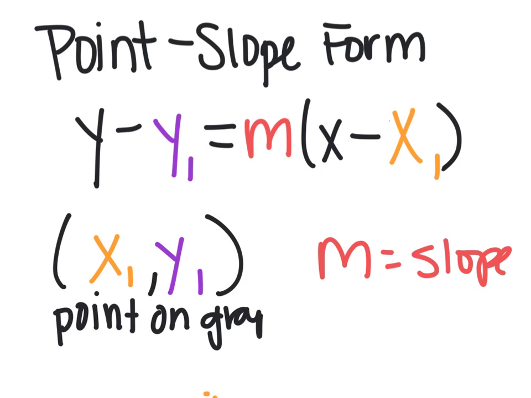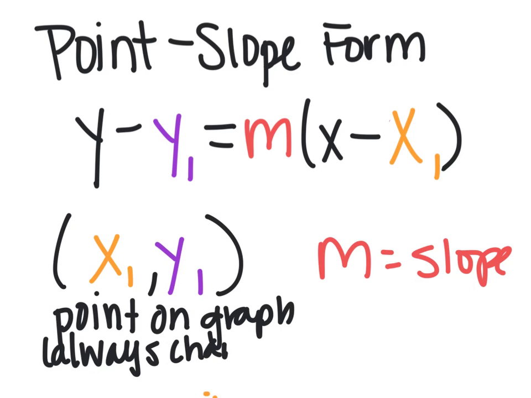And the thing you have to remember about the point is that it always changes signs. It always changes signs. So that means that if it's in the parentheses up here and it's positive, then down here it's negative. If it's negative up here, it's positive in the point.